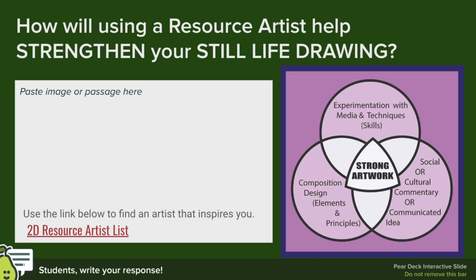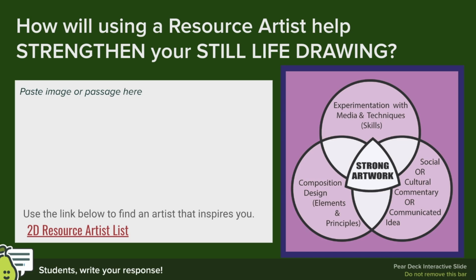So if you were thinking about the strong work Venn diagram, which are the rule of thirds and elements and principles, experimenting with media and techniques, and then using some sort of cultural commentary or communicated idea. Hopefully you can see that when we ask you to look at resource artists, really what we're trying to do is get you inspired by the work that somebody else did. And perhaps you might even figure out a communicated idea or something more novel that you hadn't thought about before, whether it's a color scheme or the objects they were using or their light source or some other kind of cultural commentary that you want to talk about in your work.